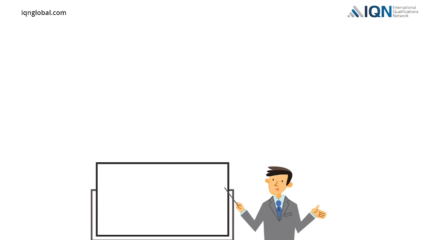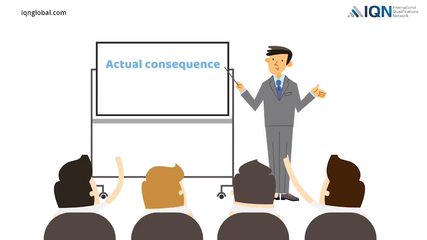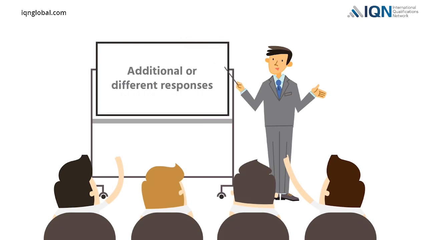The project team may often find that the actual consequence of a risk was more severe than what was predicted. In such circumstances, the team may have to take additional or different responses than what was planned before.